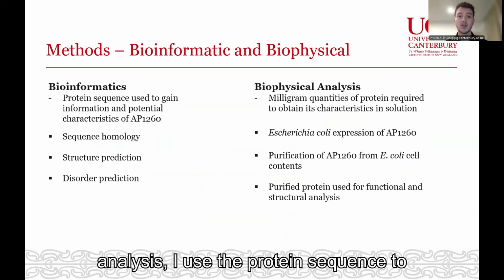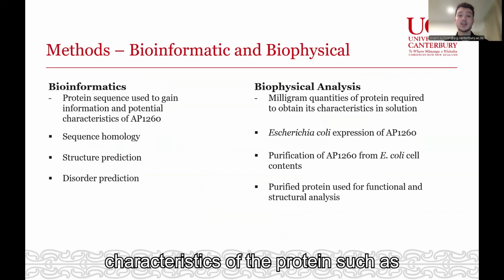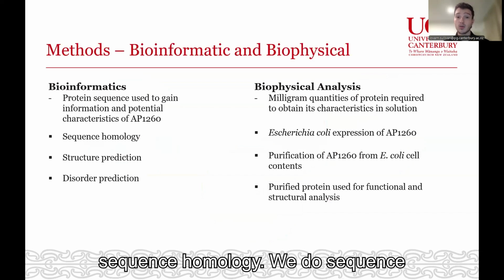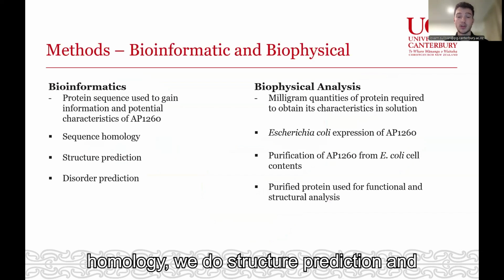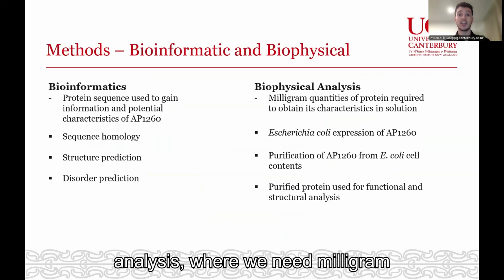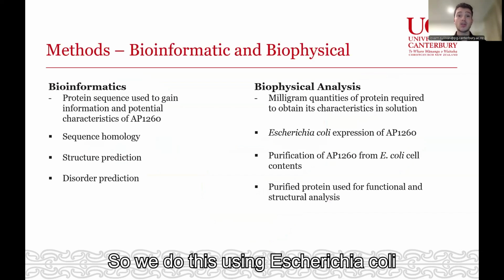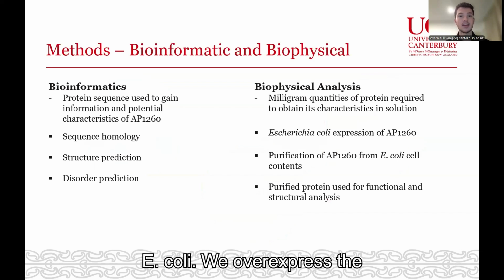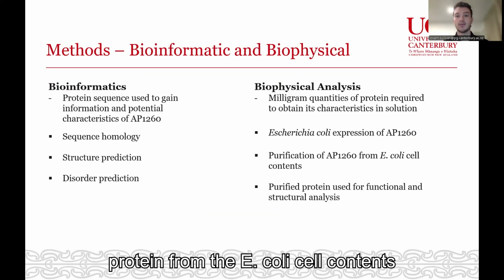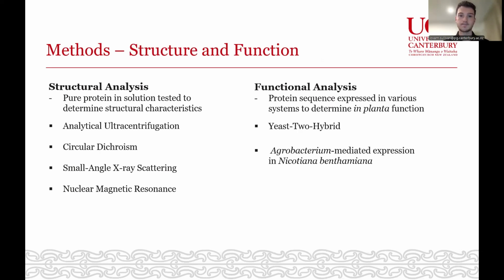For bioinformatic analysis, I use the protein sequence to gain information and potential characteristics of the protein. We do sequence homology, we do structure prediction, and we do disorder prediction. And then we can use this to inform the biophysical analysis, where we need milligram quantities of protein to obtain its characteristics in solution. So we do this using Escherichia coli, E. coli. We overexpress the protein in this, and then we purify the protein from the E. coli cell contents, and then we can use that for our structural analysis.